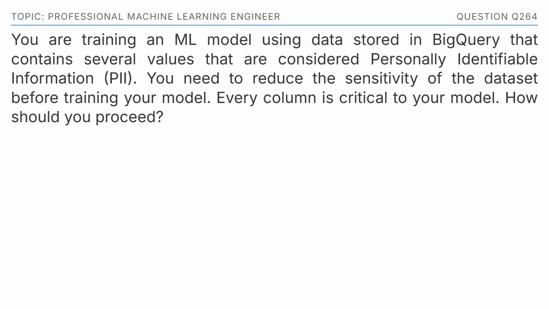You are training an ML model using data stored in BigQuery that contains several values that are considered personally identifiable information, PII. You need to reduce the sensitivity of the dataset before training your model. Every column is critical to your model. How should you proceed?